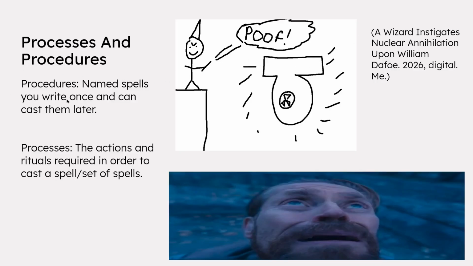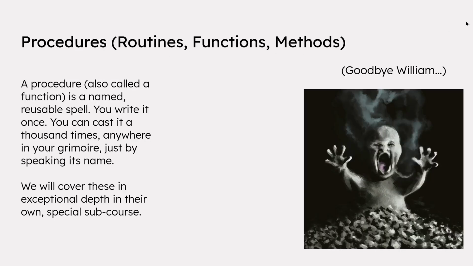And we worry about building these procedures and these processes in programming, and we have a different name for procedures. We can call procedures routines, we can call them functions, we can call them methods, and a procedure, also called a function, is just a named reusable spell. Once you write it down, once you've created it, you can cast it 1,000 times, so long as you have the right components necessary to cast it.